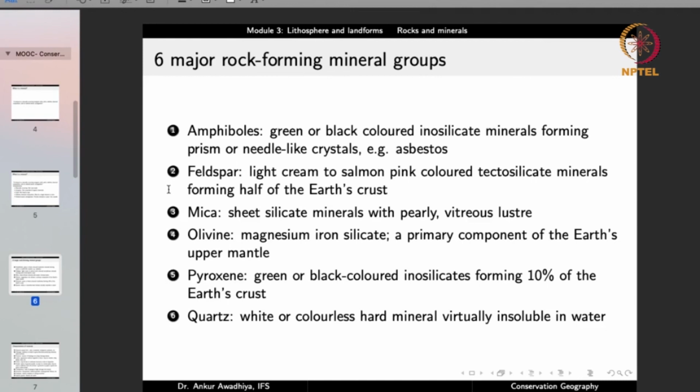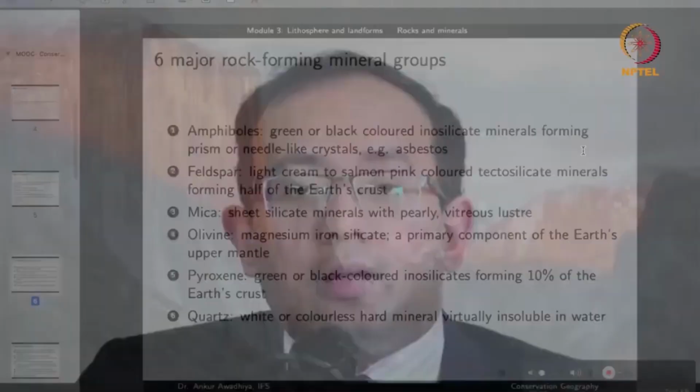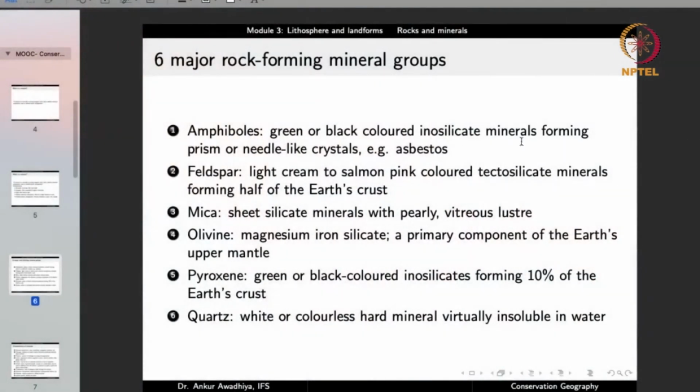Another major rock forming mineral group is feldspar. Feldspar is light cream to salmon pink colored tectosilicate minerals. Now in the case of tectosilicates, the silicates are arranged in the form of a 3-dimensional lattice. So inosilicate is chain like, tectosilicate is 3-dimensional. So in the case of feldspar, there is a 3-dimensional arrangement of silicates, and they roughly form half of the Earth's crust. So they are very commonly occurring minerals.